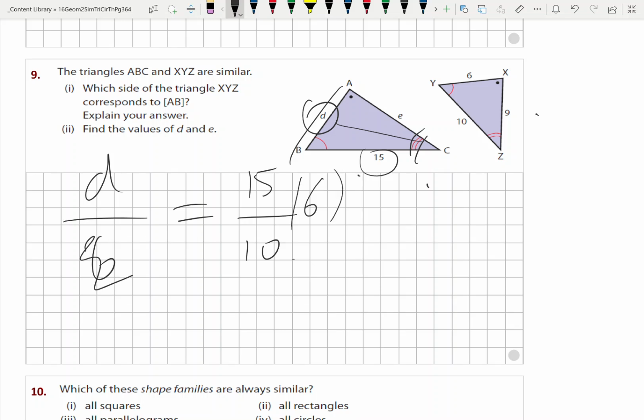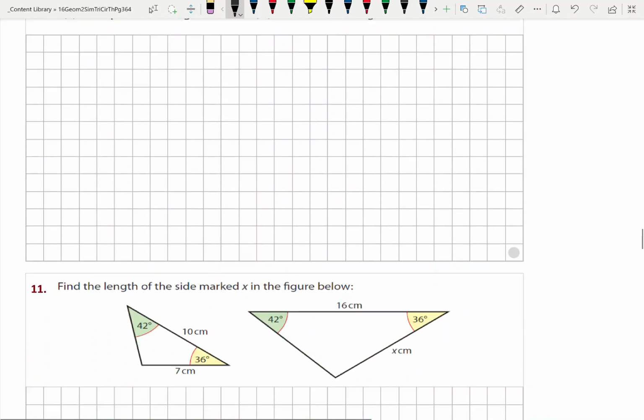E is opposite a single. 9 is opposite a single. Equals, same fraction again, 15 over 10. And up comes the 9. I'll let you do the donkey work if you don't mind. We're driving on to number 12.